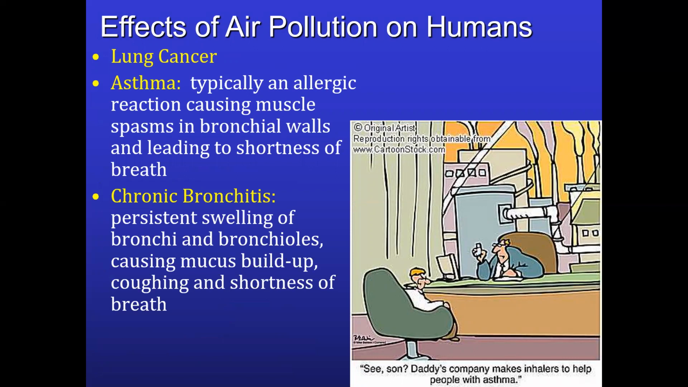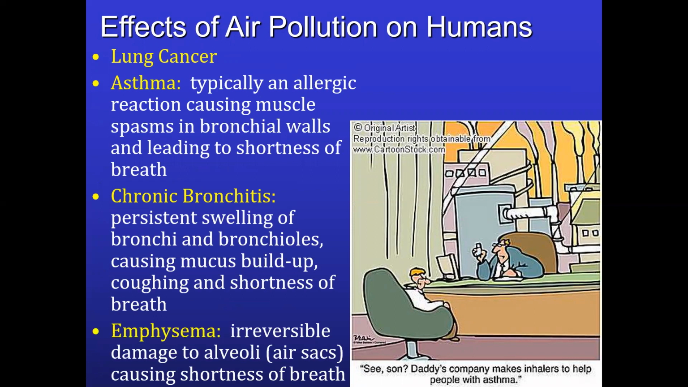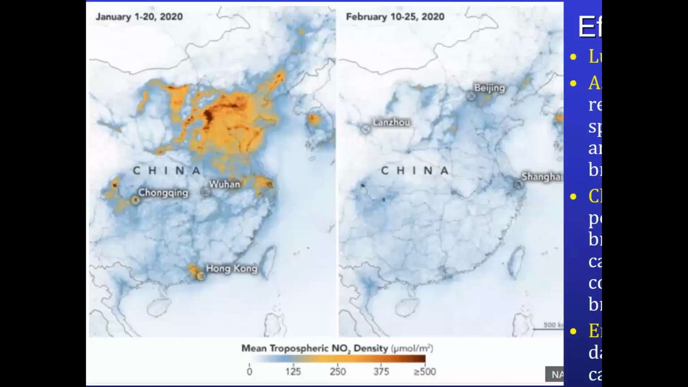Chronic bronchitis, many of you might have had acute bronchitis. You get sick and you have bronchitis for a few weeks. Chronic bronchitis means you pretty much have it all the time. And then emphysema, often long-term smokers will get emphysema, but I think people who live in super polluted areas, it's also maybe possible to get it from air pollution.